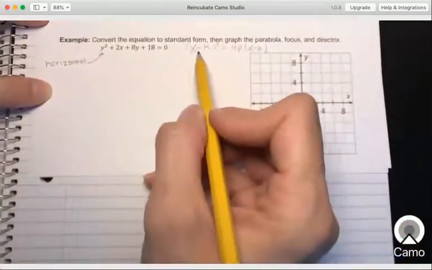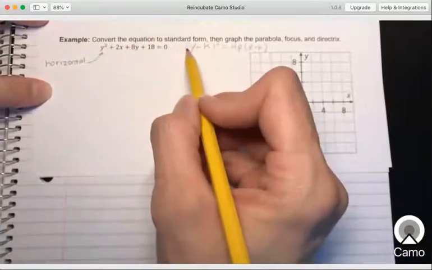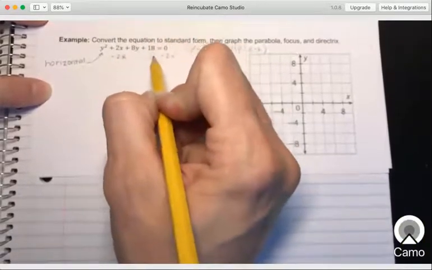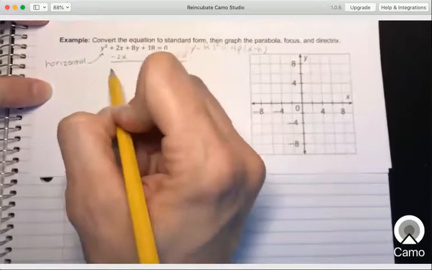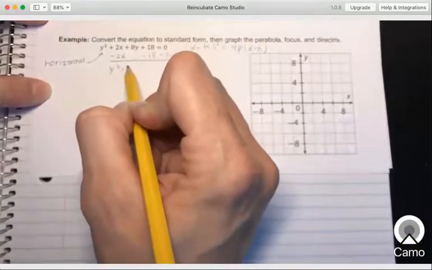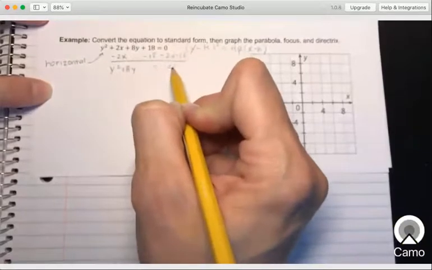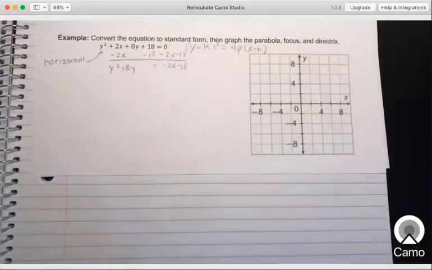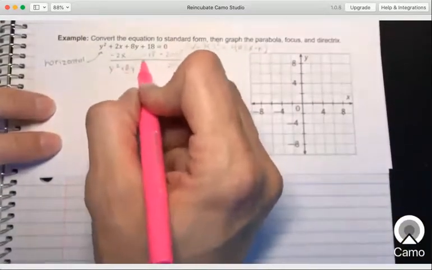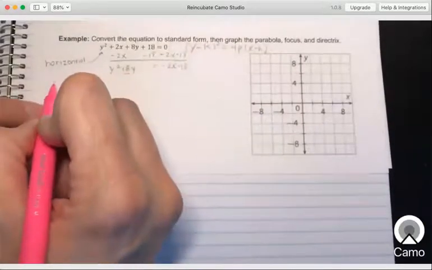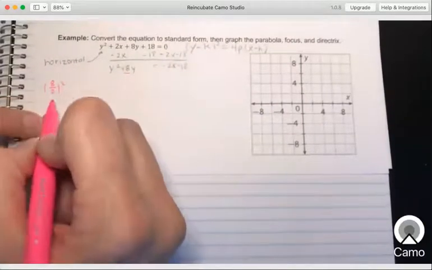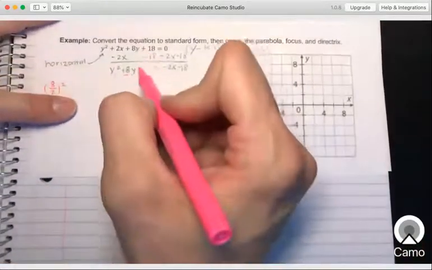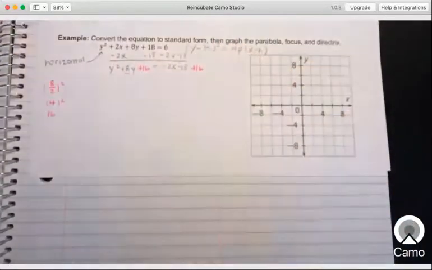So we need to rewrite our equation in this form, which means we're going to get rid of any term that does not have a y in it. So we're going to subtract 2x, we're going to subtract 18, so we get y squared plus 8y equals negative 2x minus 18. Okay, so now what we can do is complete the square to find this c term to make this a perfect square trinomial. So we take our b value, we divide it by 2, and then we square it. So we are adding 16 to both sides of our equation. So plus 16, plus 16.